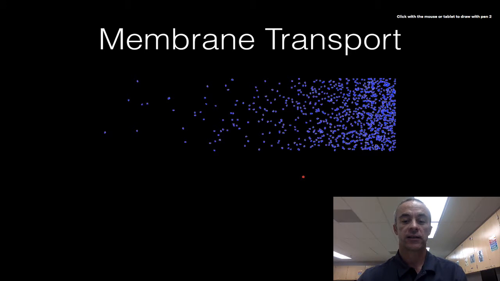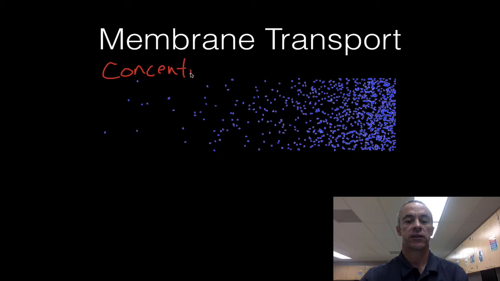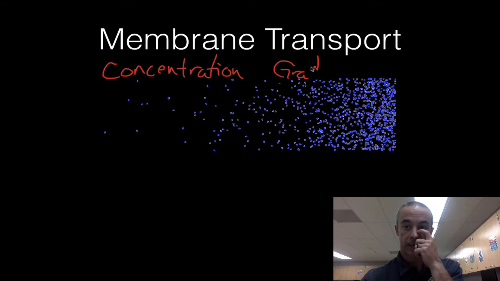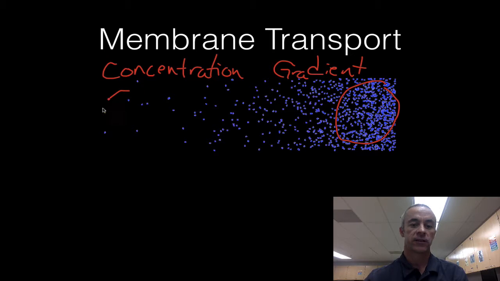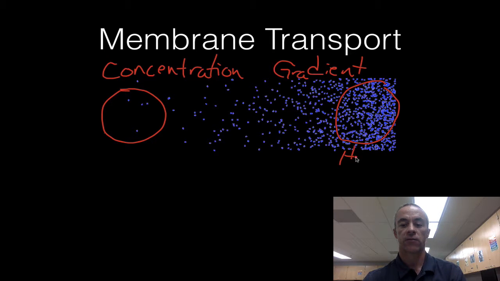The first thing we want to talk about, though, to give you an understanding of why things want to move, is this idea of something called the concentration gradient. And the concentration gradient is basically just a comparison between the concentration of something in one area versus the concentration in an adjacent area. And you'll notice here on the right, there's a very high concentration of these blue dots, and on the left, there's a very low concentration.